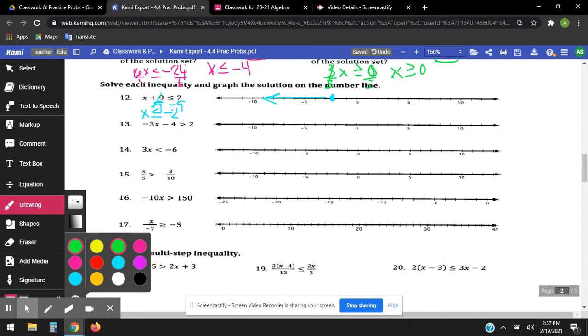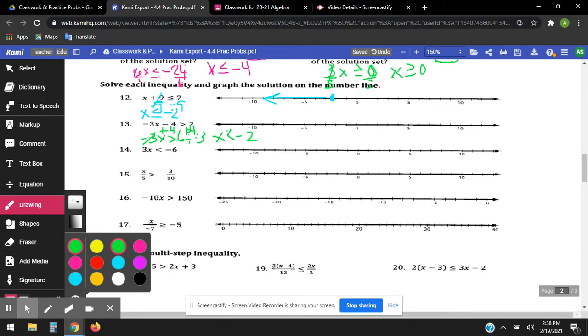Next one. Okay, plus 4. -3x is greater than 2 plus 4, which is 6. So if I divide by a -3, what did we just say had to happen when we divide by negatives? Going to have to flip that sign. So instead of x is greater than, x is less than -2. And let's just make sure this works.